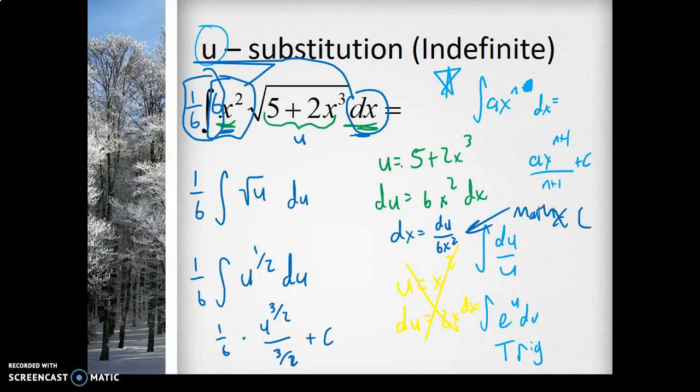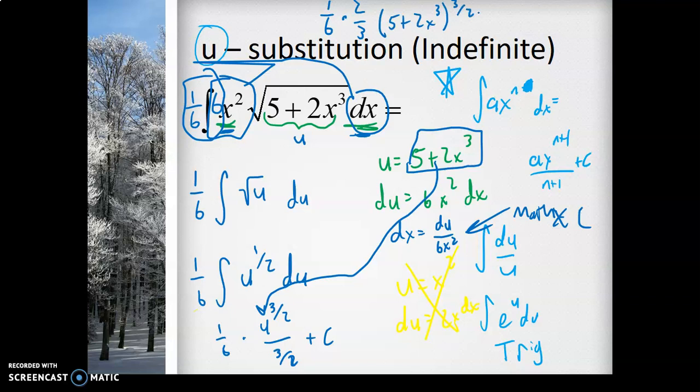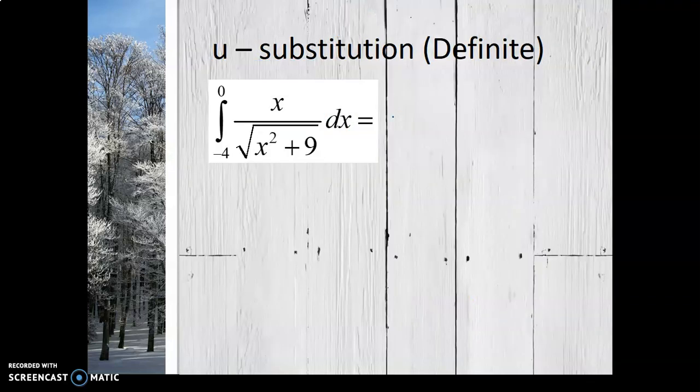Now, if it's an indefinite integral, you have to plug your u function back in. So my final answer would be something like 1/6. Instead of dividing by 3/2, I can multiply by 2/3. And then instead of u to the 3/2, I would say that it's 5 plus 2x cubed to the 3/2 plus c. And then I would simplify this.